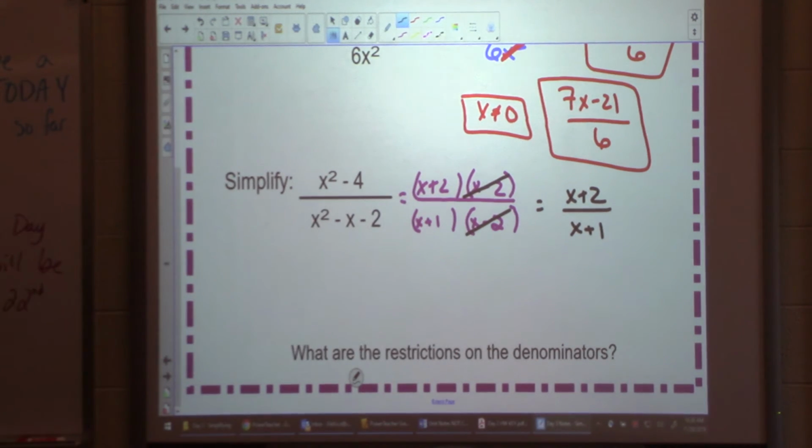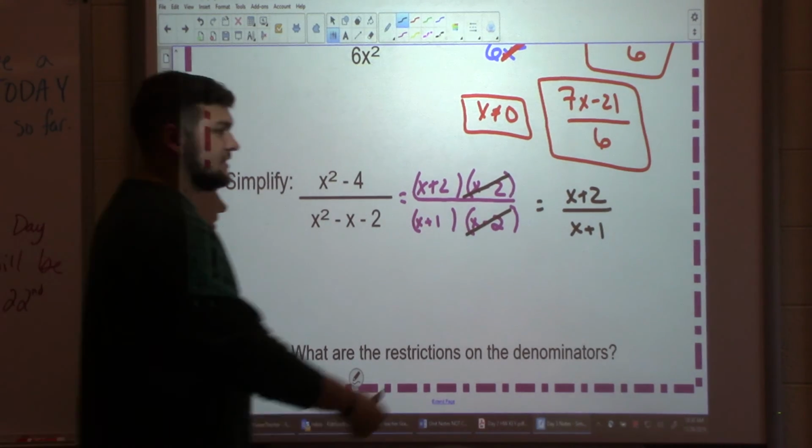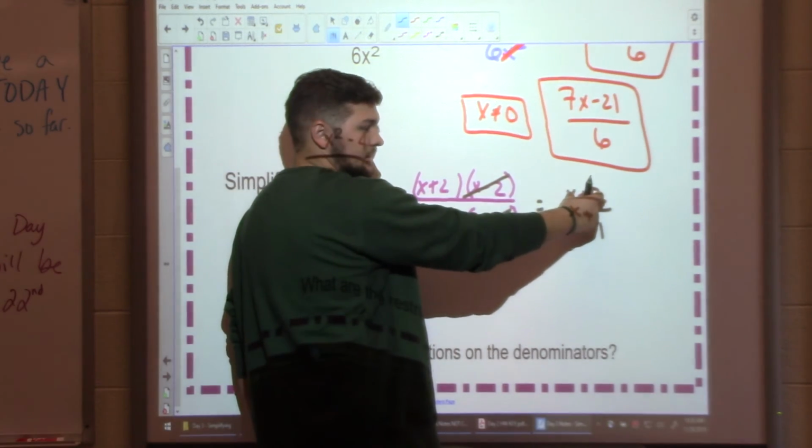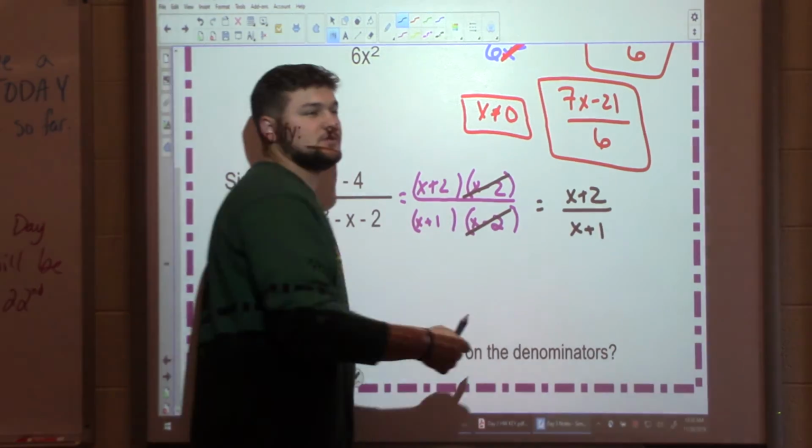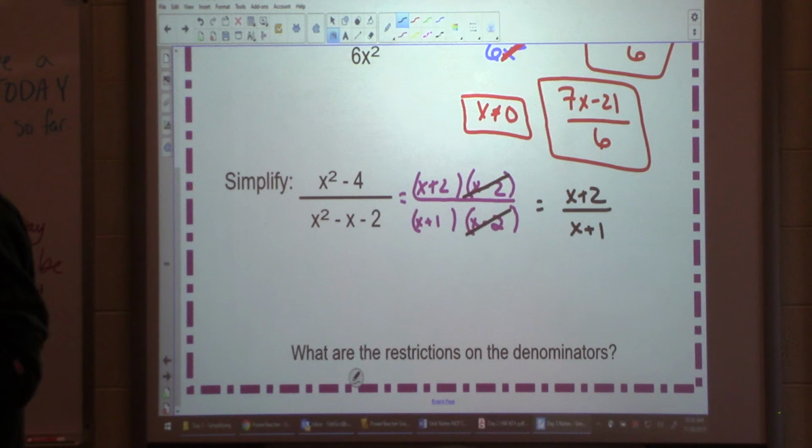Anything else I can simplify? The x's go away? No. Why can the x's not go away? Because they're their own thing. Because they're attached, right? They're attached to the 2. They're attached to the 1. It's a whole term. X plus 2 is a whole term. X plus 1 is a whole term. So no, I can't cancel those x's.